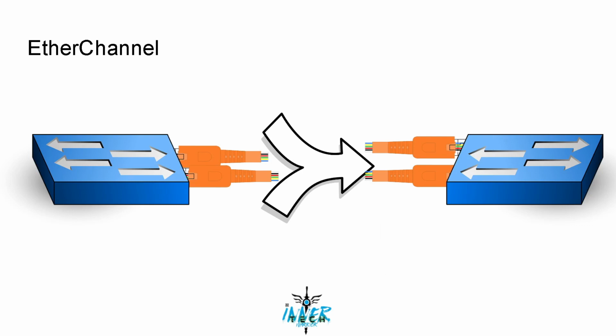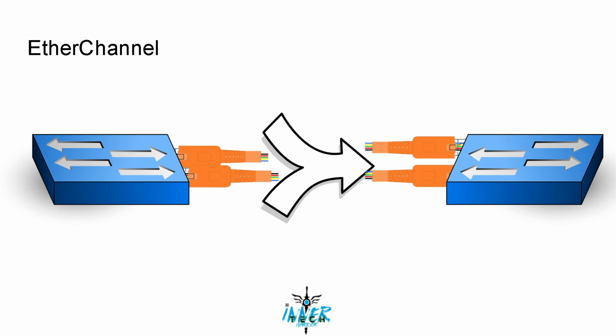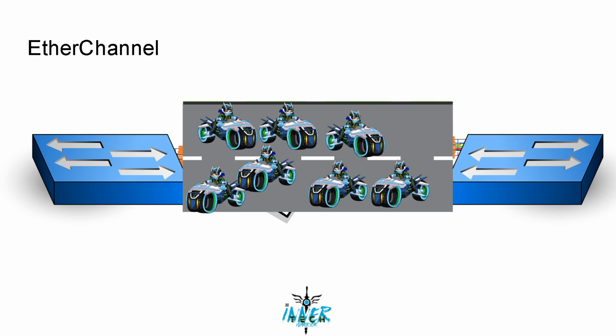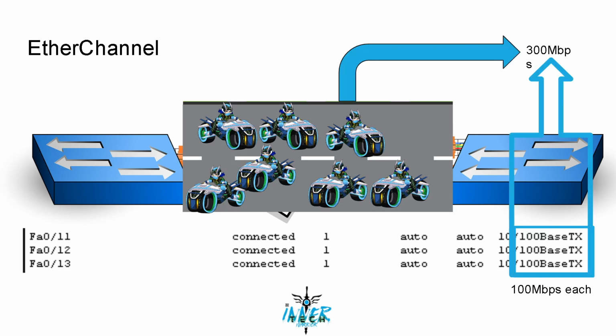Ether channels are groups of multiple physical Ethernet links that are grouped into one logical link between switches. Why would we do this? By combining the links into one, we get a few benefits. The first benefit is that the link gets more bandwidth. So let's say we had 3 fast Ethernet links that can reach 100 megabits per second. Then by combining them into an ether channel, we then get one 300 megabit per second link between the two switches.